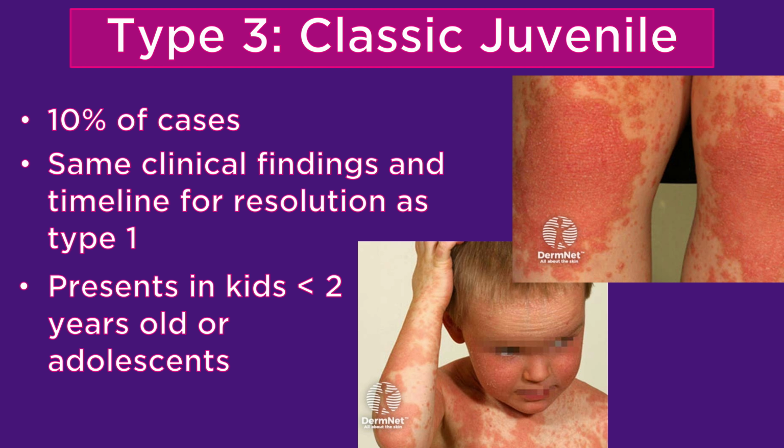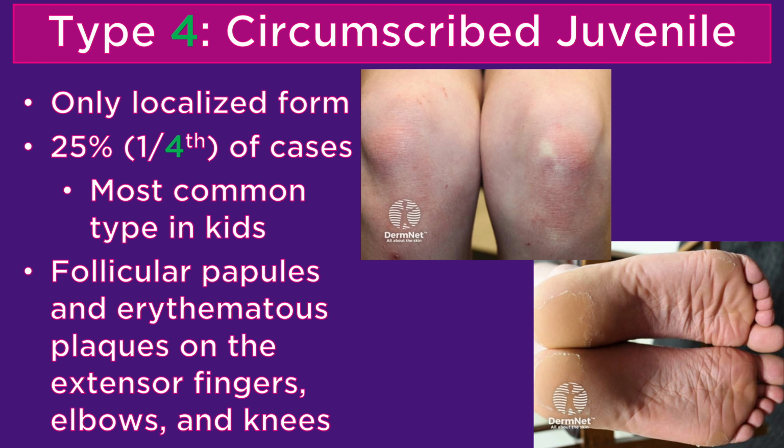Then we have type 4 PRP, which is the only localized form of PRP and is the most common form of PRP in kids, making up 25% of all PRP cases. We also call type 4 PRP the circumscribed juvenile form, since these kids typically present with follicular papules and erythematous plaques on the extensor fingers, elbows, and knees. Again, remember type 4 PRP makes up 25% of all cases, is localized, and is the most common type in kids.